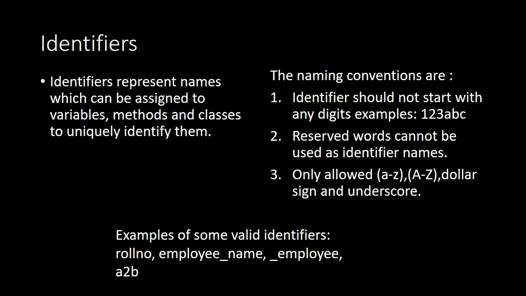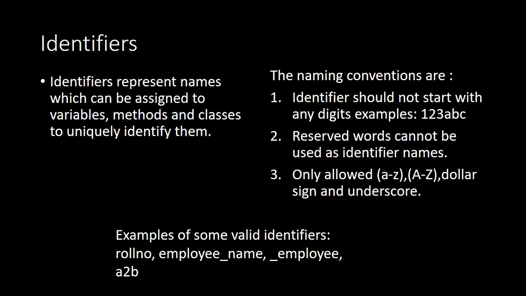The naming conventions of any identifier are that the names should not start with a digit, and some kinds of symbols are allowed, such as dollar and underscore. It is important to remember that we cannot use any reserved keywords. Reserved keywords are those which have been predefined in the Java virtual machine and Java compiler, given specifically to identify a specific function.